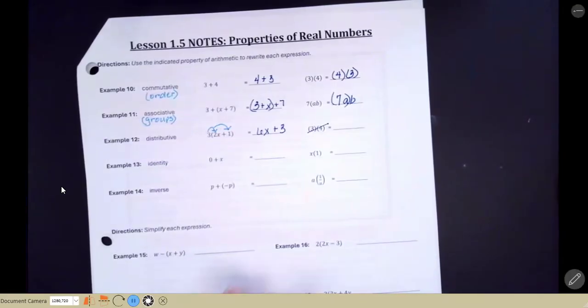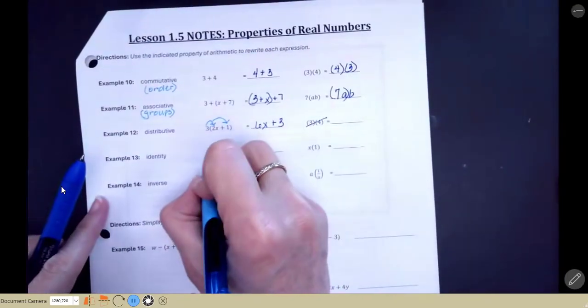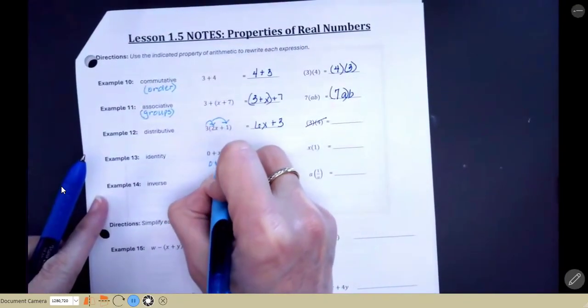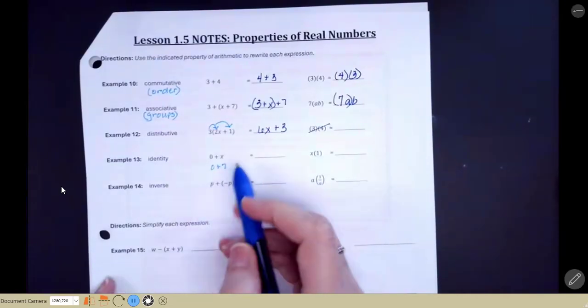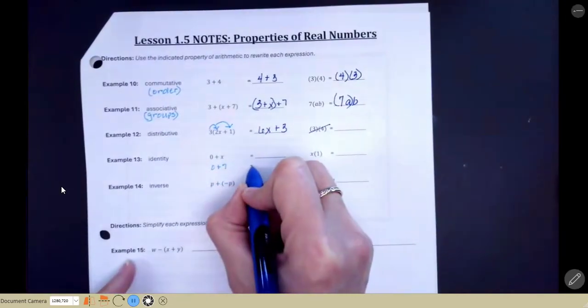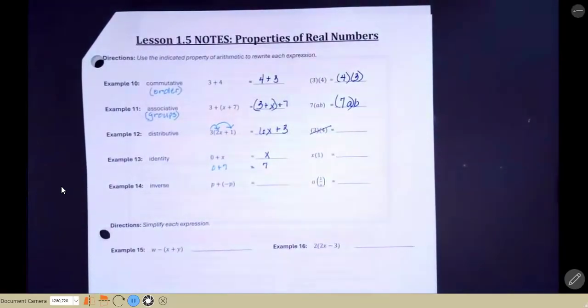Identity property. Okay, so 0 plus x. This would be like 0 plus 7, okay? So if you're adding x to 0, what's your answer? X. If you're adding 0 to 7, your answer is 7. But since this is a variable, it's going to be x, okay?